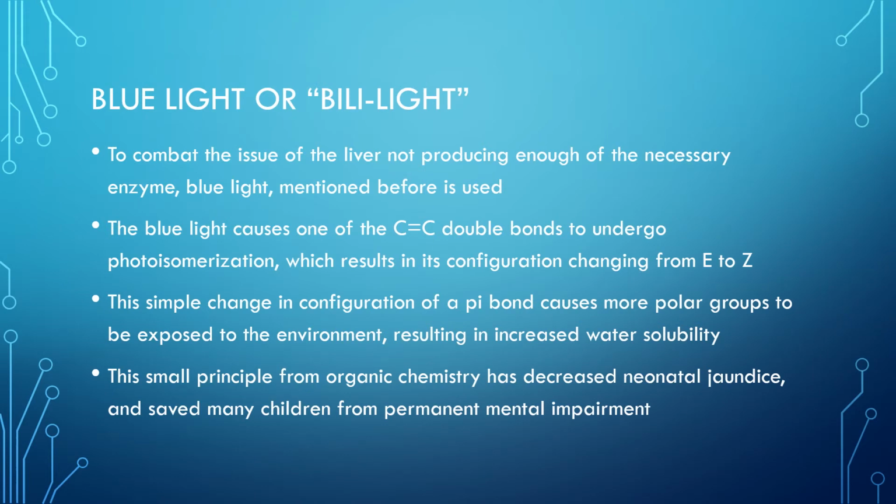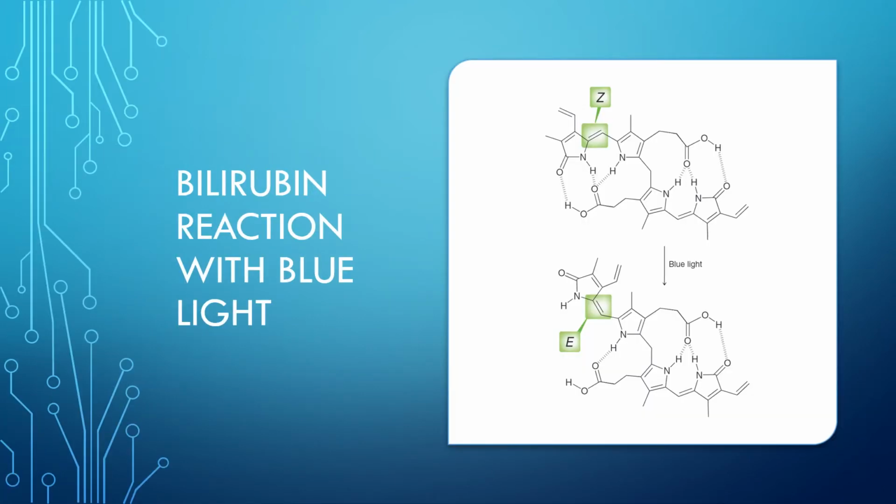So phototherapy is where organic chemistry comes in a big way. There is a process known as photoisomerization, where light energy changes the configuration of a compound in a key way. Using blue light, bilirubin can be converted into a different photoisomer, which is water-soluble and can be excreted in urine. Let me just demonstrate this for you on this next slide.